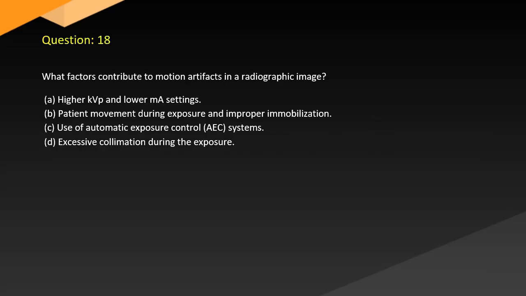Question 18. What factors contribute to motion artifacts in a radiographic image? A. Higher kVp and lower mAs settings. B. Patient movement during exposure and improper immobilization. C. Use of automatic exposure control systems. D. Excessive collimation during the exposure.